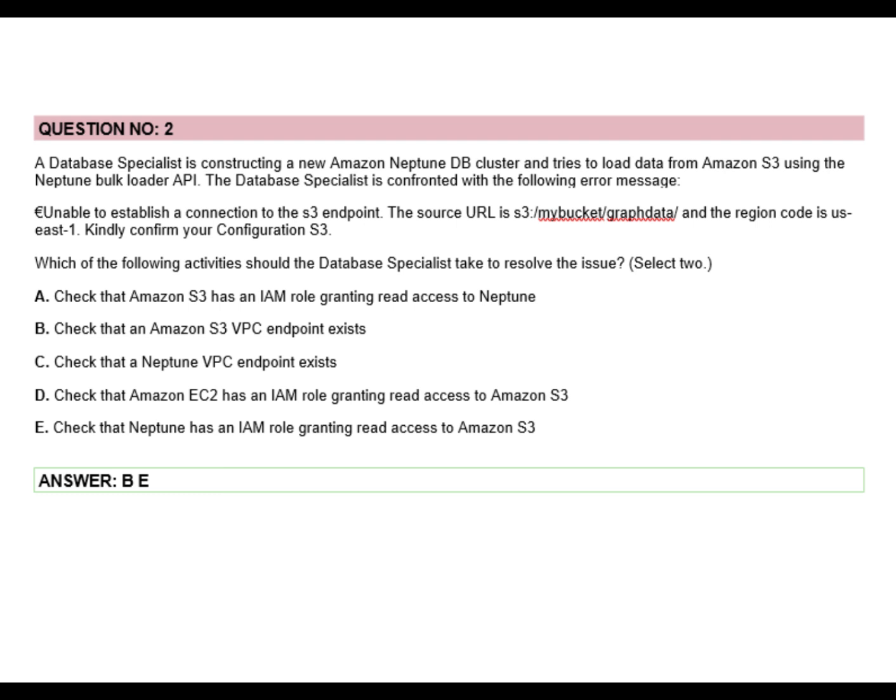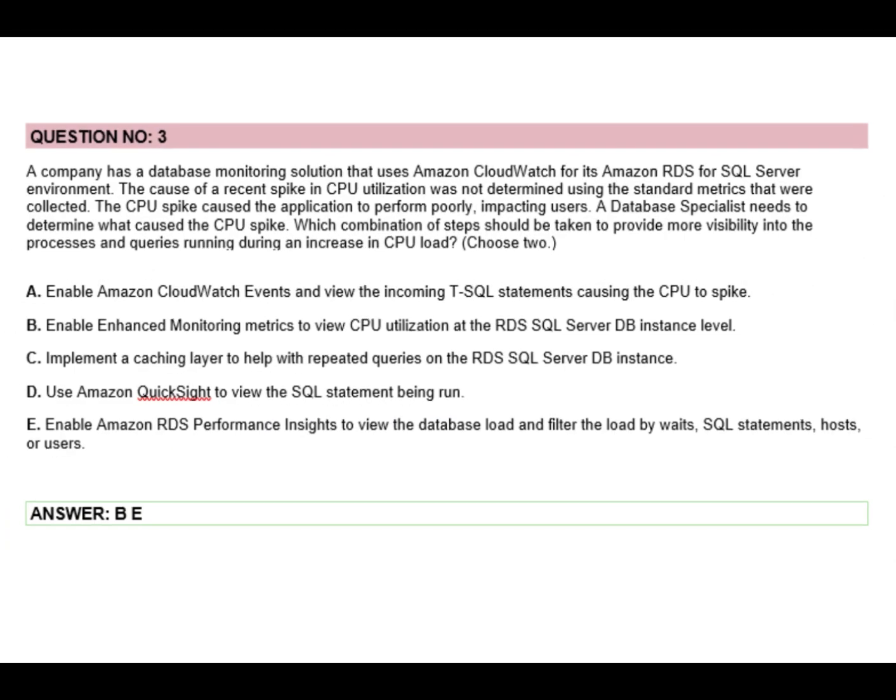Select 2. A. Check that Amazon S3 has an IAM role granting read access to Neptune. B. Check that an Amazon S3 VPC endpoint exists. C. Check that a Neptune VPC endpoint exists. D. Check that Amazon EC2 has an IAM role granting read access to Amazon S3. E. Check that Neptune has an IAM role granting read access to Amazon S3. Answer B, E.